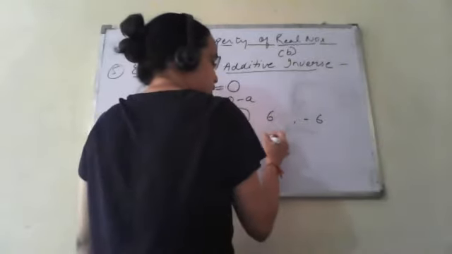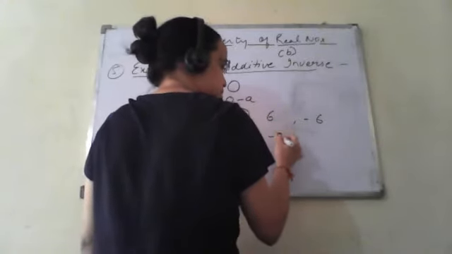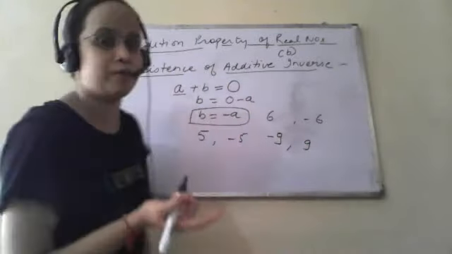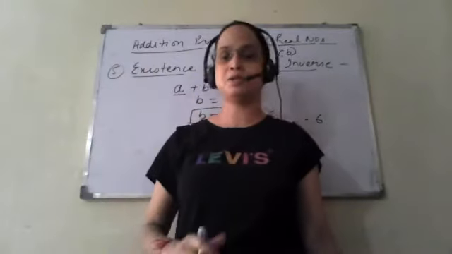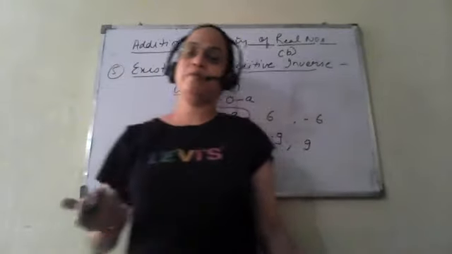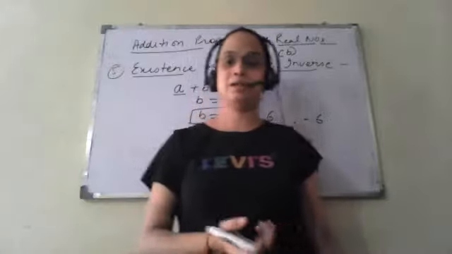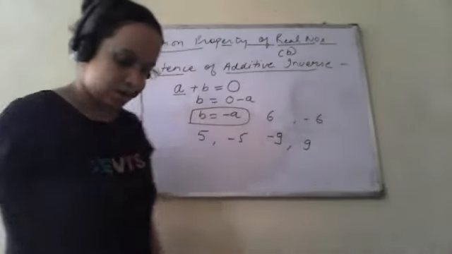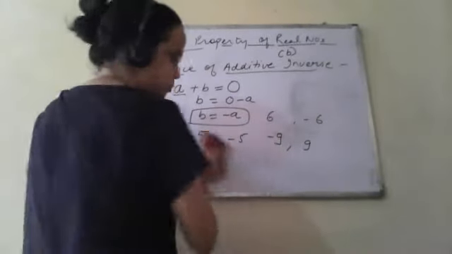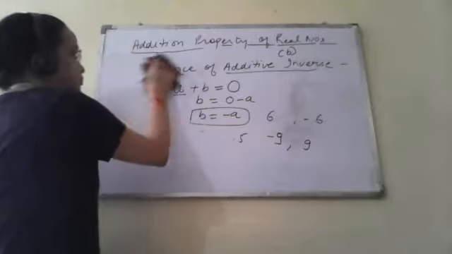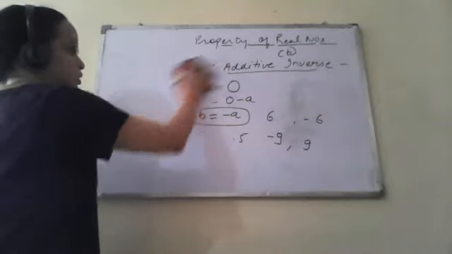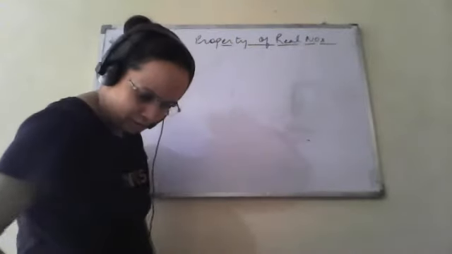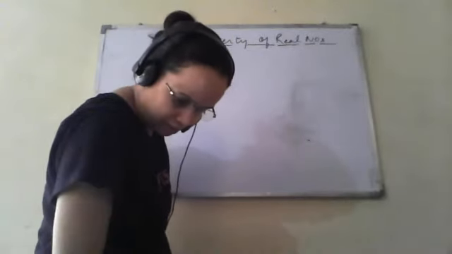So this is the additive inverse. If I'm talking about the additive inverse of minus 9, it will be plus 9. So it is just the negative of that number, or the same number with opposite sign. If it is positive, the additive inverse will be negative, and if the number is negative, the additive inverse will be positive. Now, there are multiplication properties of real numbers.